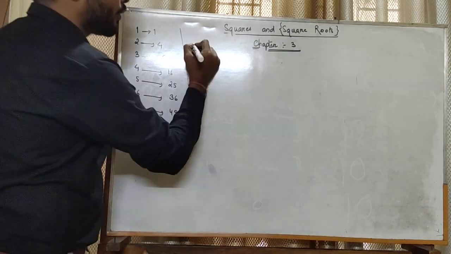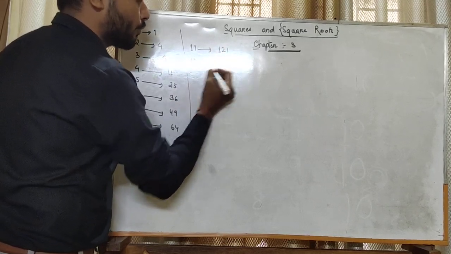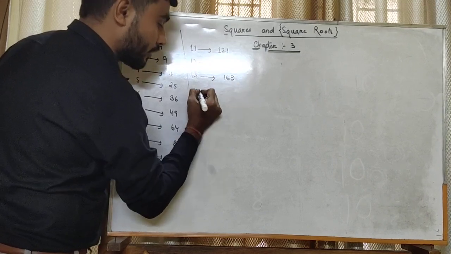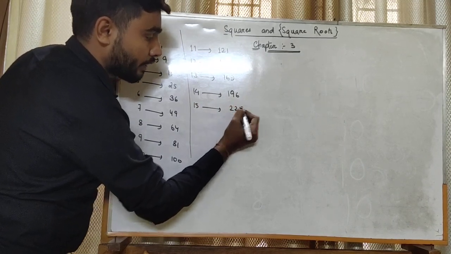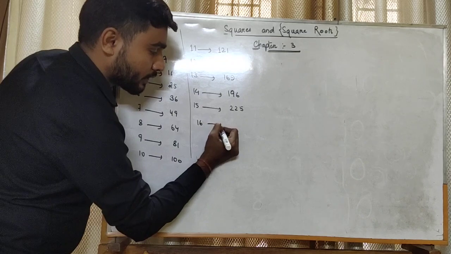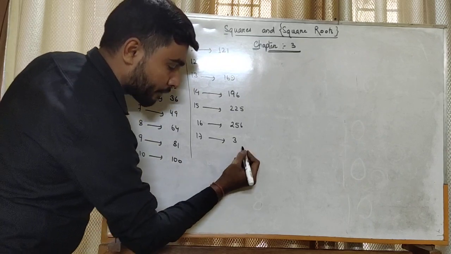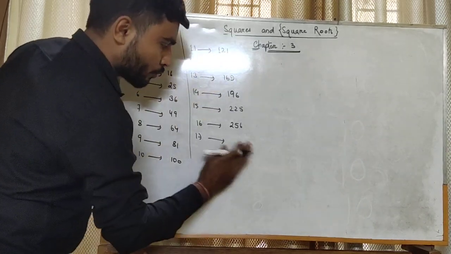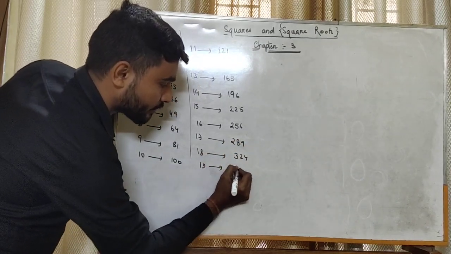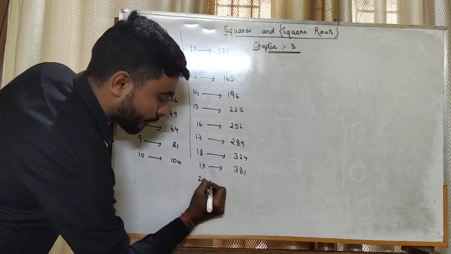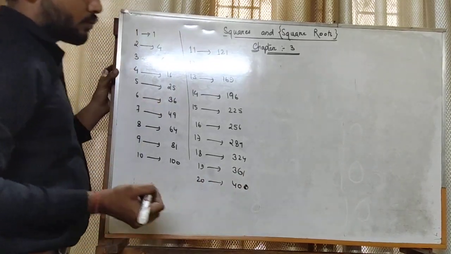You will be writing it till 20. 11 into 11 is 121, 12 into 12 is 144, 13 into 13 is 169, 14 into 14 is 196, 15 into 15 is 225, 16 into 16 is 256, 17 into 17 is 289, 18 into 18 is 324, 19 into 19 is 361, and 20 square is 20 into 20, 400.